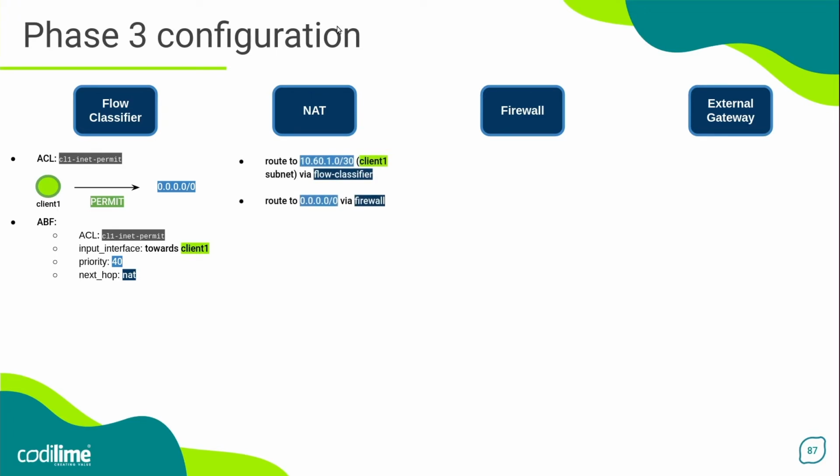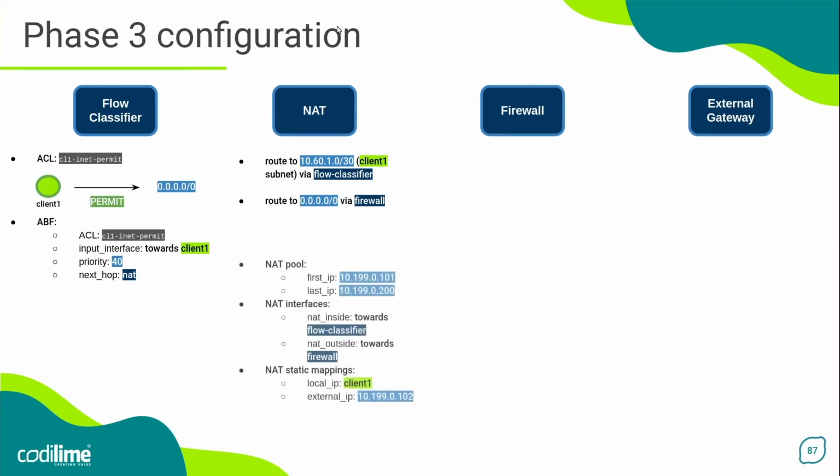Now it's time for the NAT. It is directly connected to the Flow Classifier and to the firewall. To be able to communicate with client 1 and the internet, it requires routing entries. So first, a route to the client, 10.60.1.0/30 via the Flow Classifier, and a route to the internet, a default route via the firewall. We also configure the NAT itself. First, the NAT pool, so the first and the last IP address. Then the NAT inside and outside interfaces, so in this case, towards the Flow Classifier and towards the firewall respectively. And NAT static mapping. Here we want the client 1 IP address to be mapped to the external address 10.199.0.102.